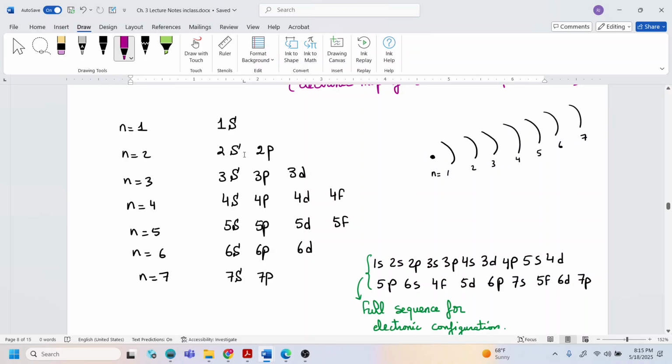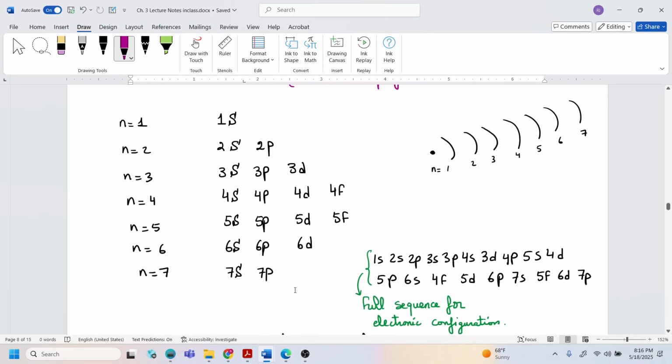So n equal to 1 has only the S subshell. n equal to 2 has the S subshell and the P subshell. n equal to 3 has the S, the P, and the D. n equal to 4 and 5 have the S, P, D, and F. Then n equal to 6 has the S, P, and D, and n equal to 7 has the S and P. Please memorize or know this orientation, because you need it to write down the sequence of the electronic configuration.